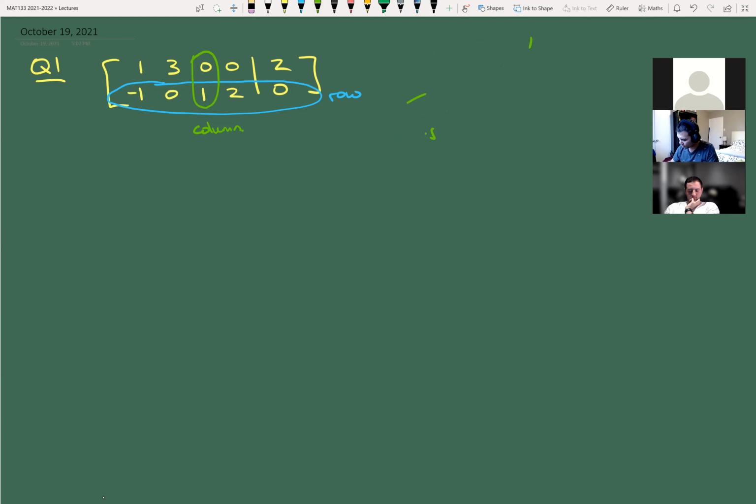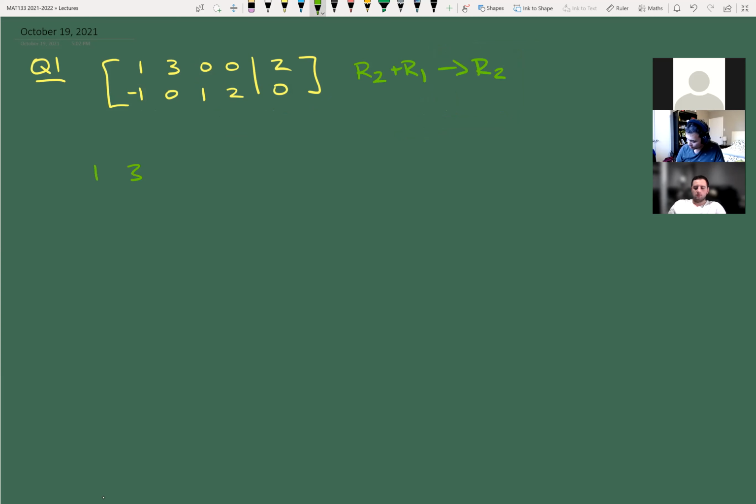And then is everyone okay with this? I guess not, so we should go through it. It's kind of hard to show the math of this. So if I'm going to do R2 plus R1 into R2, I need to add everything in row 1 to row 2. So I do something like this. If I add, I get 2, 2, 1, 3, 0, and then I'm going to plug that into row 2.